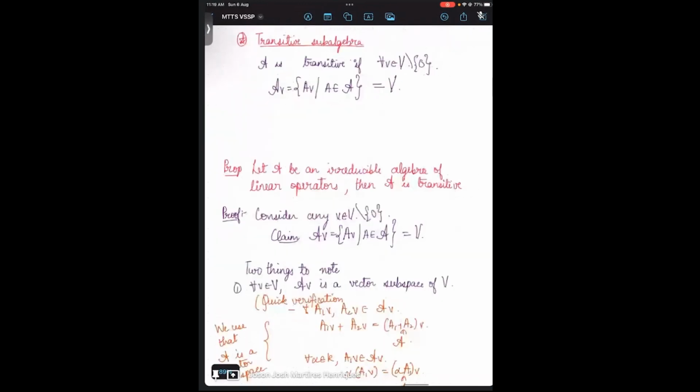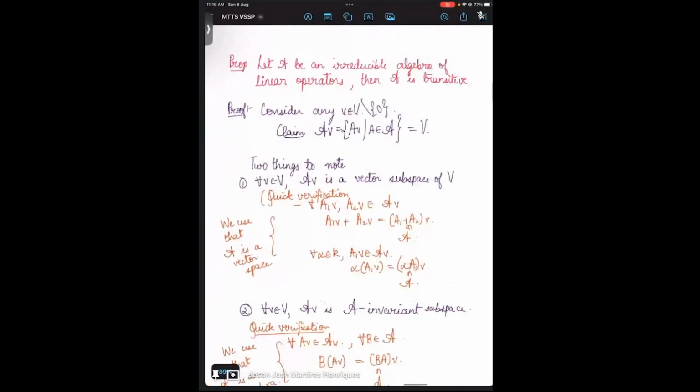Yeah, so that's the first proposition that I make. That is, if I have an irreducible algebra of linear operators, then that algebra should be transitive as well. So what we need to show is, given any non-zero vector, I should be able to show that script A times V, which is the collection of all A dot V, should be the full space.